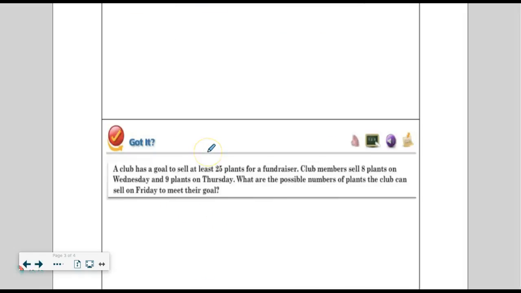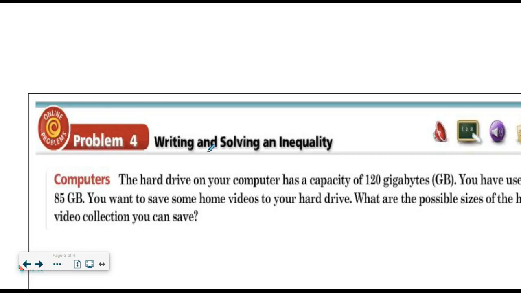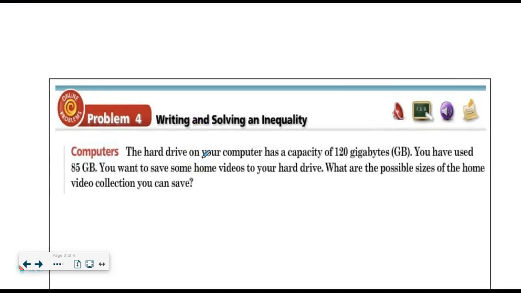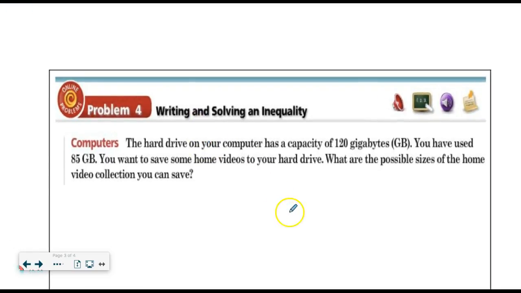Example 4, we're going to look at word problems. Okay. Whoops, that's way zoomed in. The hard drive on your computer has a capacity of 120 gigs. You have used 85. You want to save some home videos to your hard drive. What are the possible sizes of the home video collection you can save? Okay, so your total is 120 gigs, right? Capacity is the maximum. So it can be certainly less than 120 gigs, but it cannot be more. It could be exactly 120 gigs.